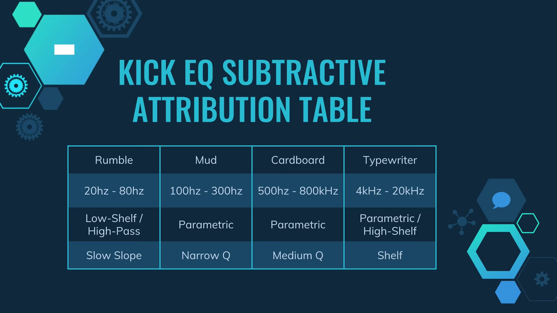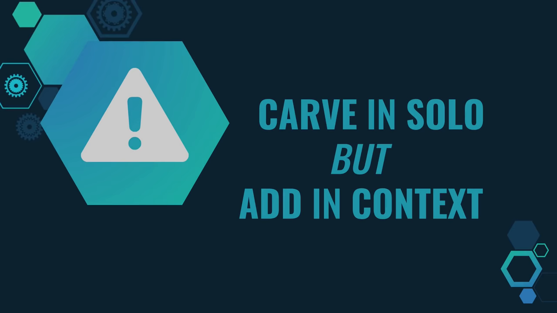With the rumble, I like to use, again, a low shelf. This time, maybe sometimes a high pass, depending on what you're doing, with a very slow slope there. On the mud, I like to use a narrow Q width parametric EQ. With the cardboard, I like to use a medium Q width parametric EQ. And with the typewriter, I like to use a high shelf or a parametric.